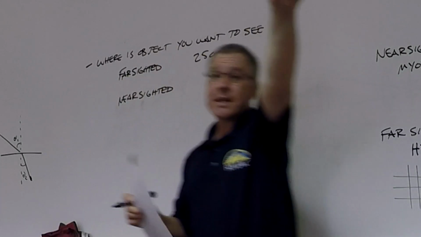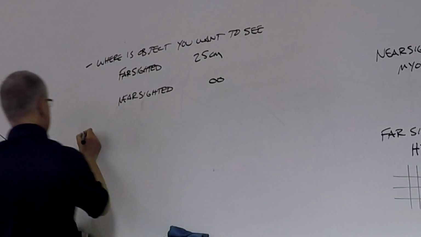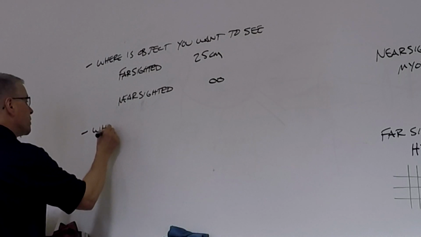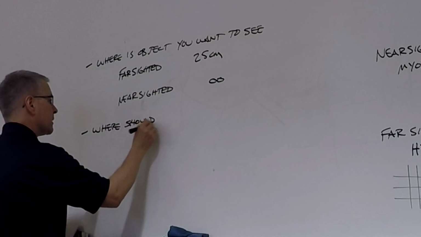So again, you can see things way out there. I'd love to be able to see it right here. But I need my prescription glasses to be able to do it. So we're going to prescribe to be able to see an object here at 25 centimeters away. The next thing we have to figure out then is where should the image be formed so that we can actually see it?